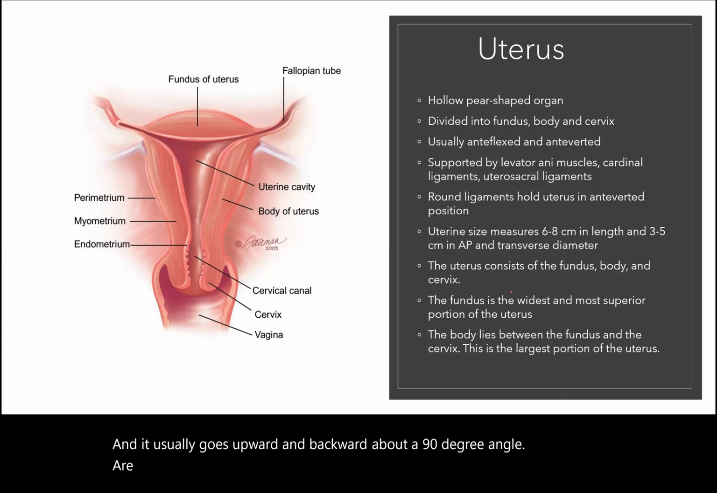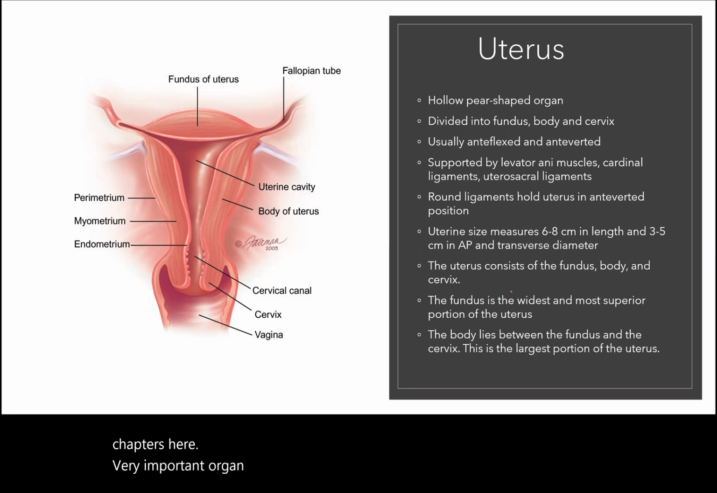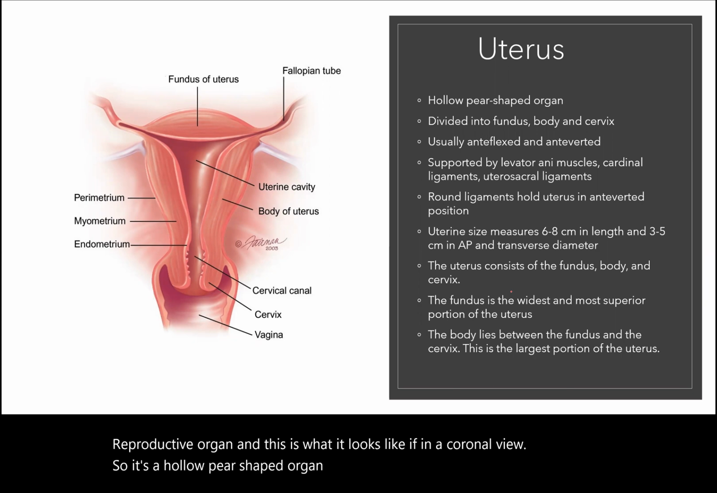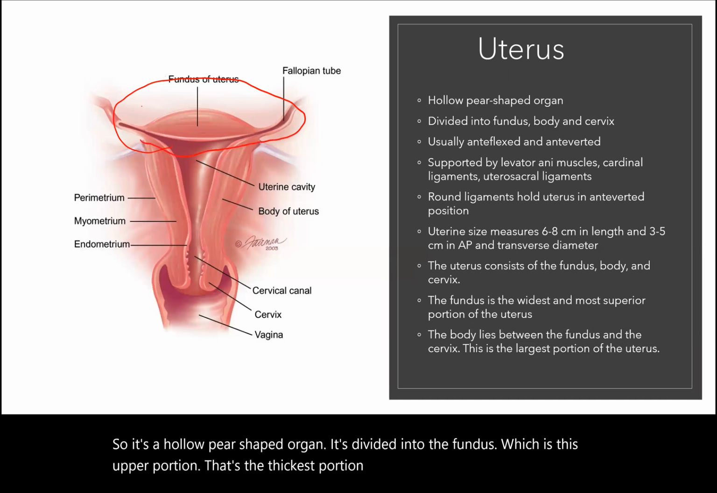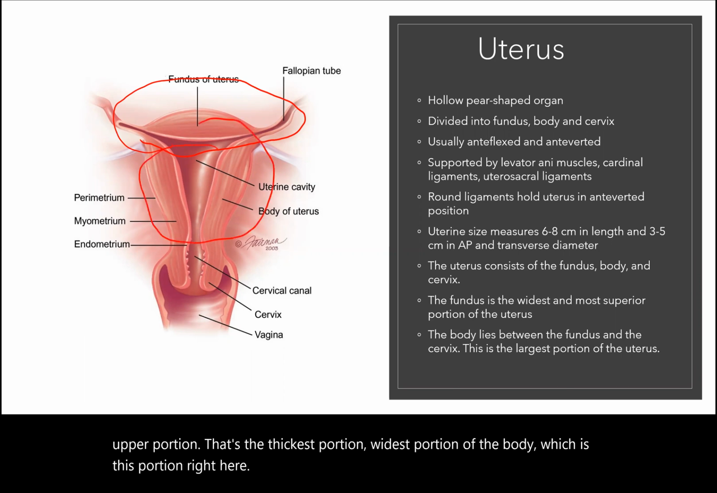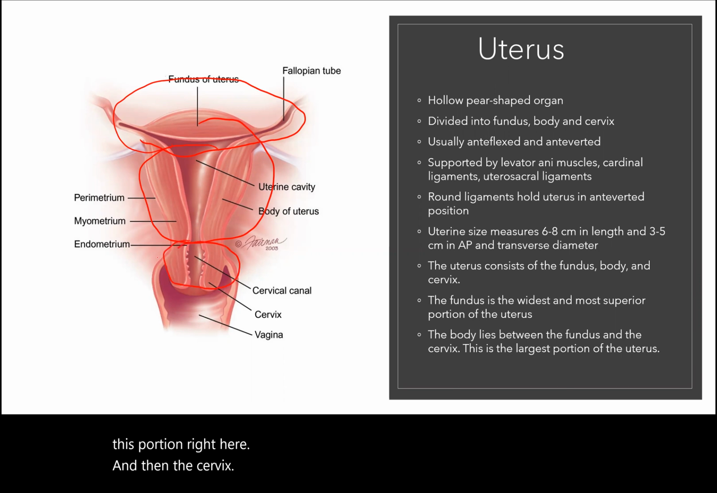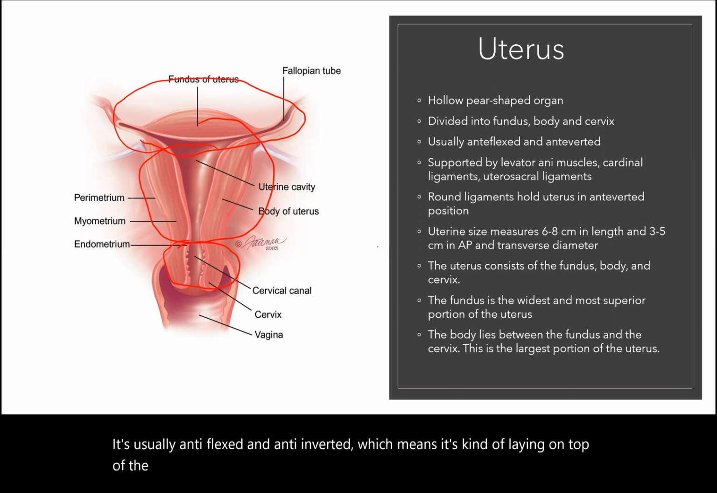Our uterus is our main thing we're going to be looking at the next couple of chapters here. Very important reproductive organ. And this is what it looks like in a coronal view. So it's a hollow pear-shaped organ. It's divided into the fundus, which is this upper portion. That's the thickest, widest portion. The body, which is this portion right here. And then the cervix, which is this lower portion right there. It's usually anteflexed and anteverted, which means it's kind of laying on top of the bladder.